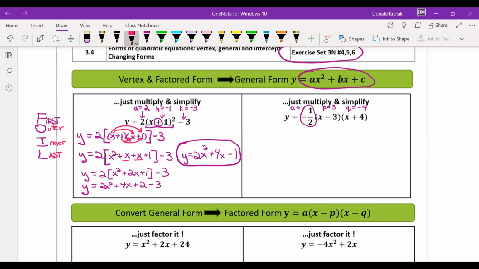So how did you guys make a box? You box it? No. You just distribute, yeah. When you distribute, that's FOIL. We just put a name to it.